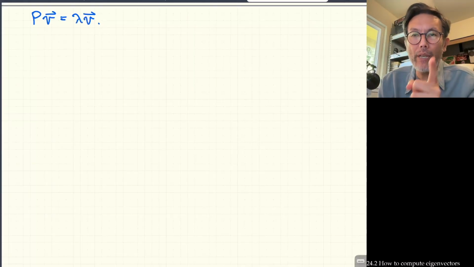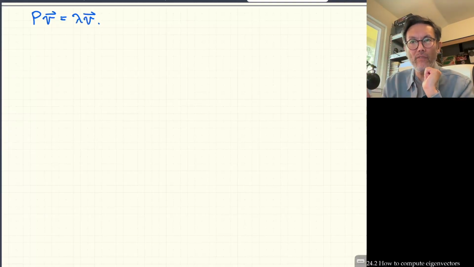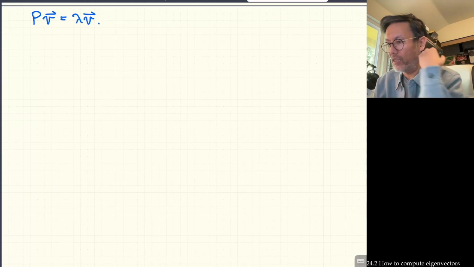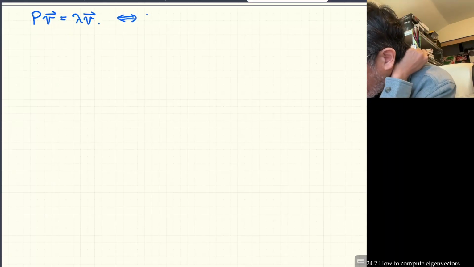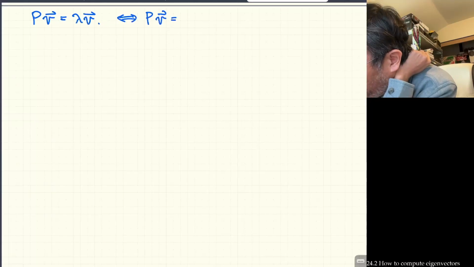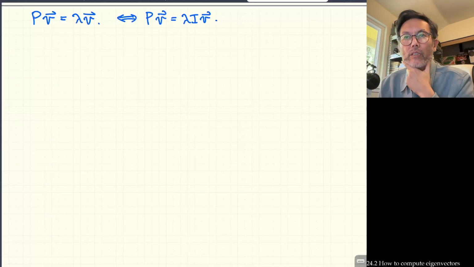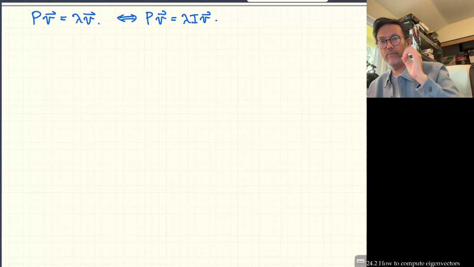All right, so let's say that we have this equation here. Here's the move I'm going to make. Ready? I'm going to stick an identity matrix in between lambda and V. I'm allowed because you know that the identity matrix doesn't change anything. V, in other words, I can think of as being I times V. So I can equivalently write this as PV, I'm going to leave that side alone, lambda times the identity times V. I is the n by n identity matrix, remember, 1's down the diagonal, 0's on the off diagonal.